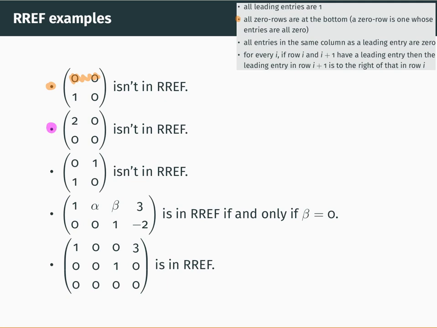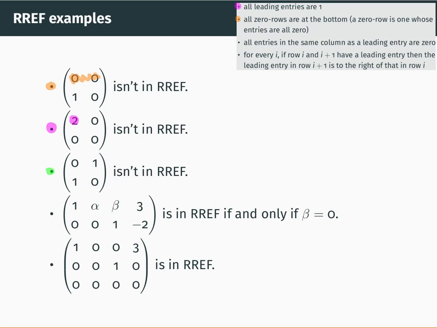Okay, matrix 2 here is also not in row-reduced echelon form. Again, you might pause the video and think about why. If you did that, I hope you came to the conclusion that the reason this is not in row-reduced echelon form is because it doesn't satisfy the first condition. It has a leading entry right here, and that leading entry is not equal to 1, so it's not in row-reduced echelon form.